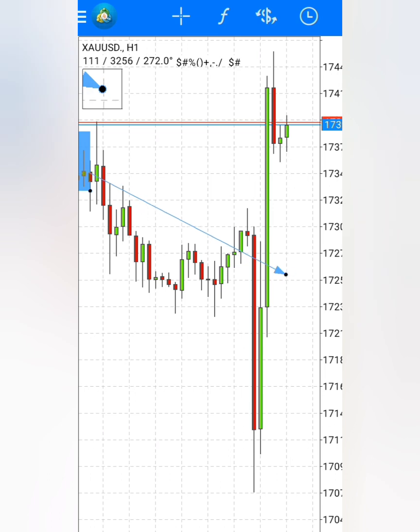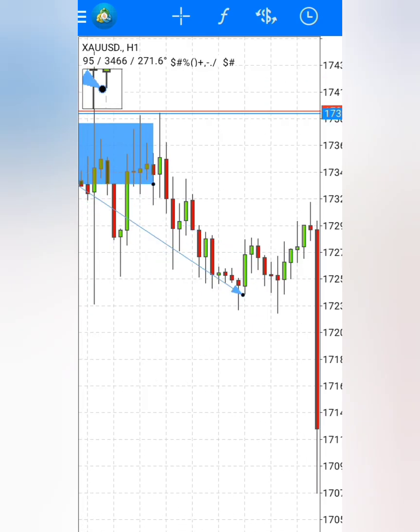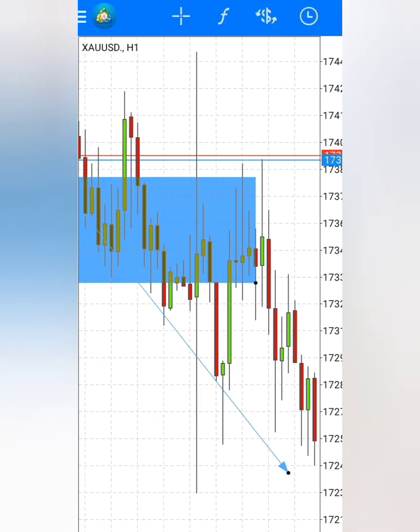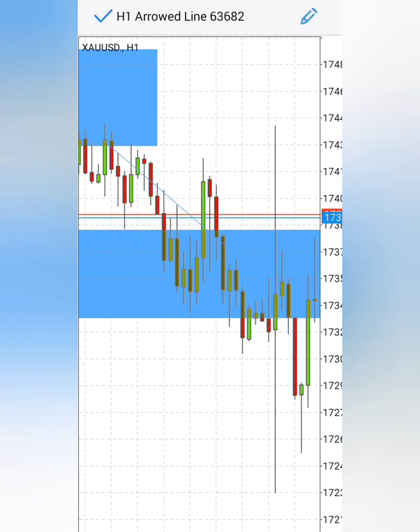Okay, understand? So this is topic number 2 about engulfing zone and engulfing candle zone. Okay, one is look at the candle, and one is look at the candle and you draw your zone. Okay, so that's it for today.